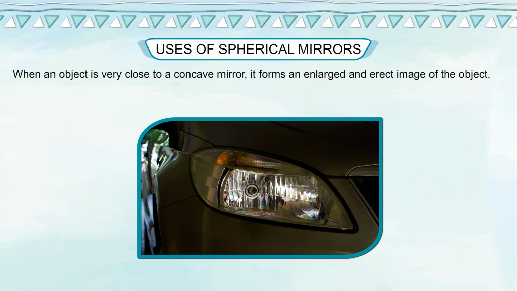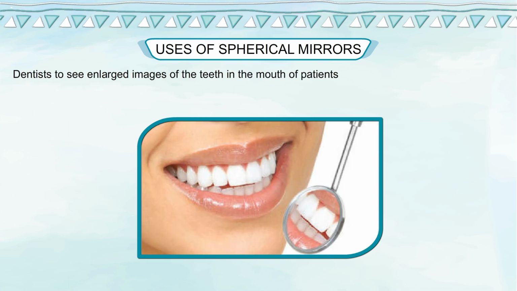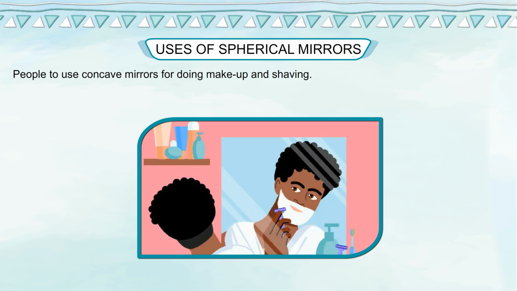When an object is very close to a concave mirror, it forms an enlarged and erect image of the object. This property makes it useful for dentists to see enlarged images of the teeth in the mouth of patients. People also use concave mirrors for doing makeup and shaving.